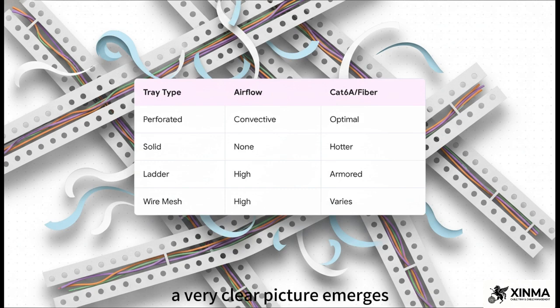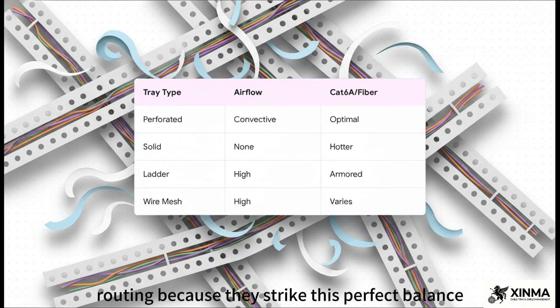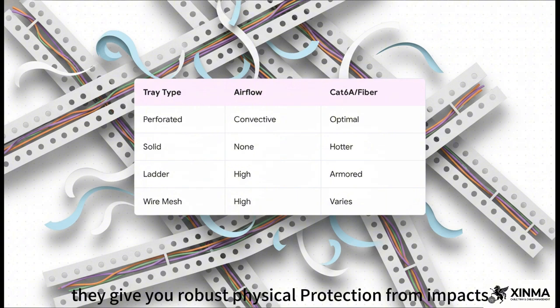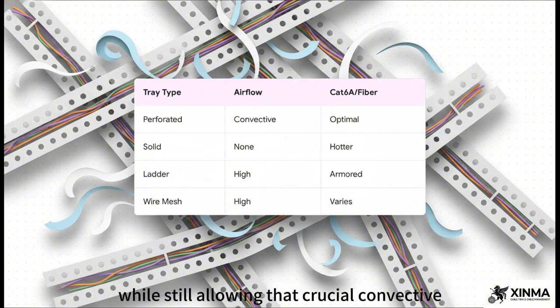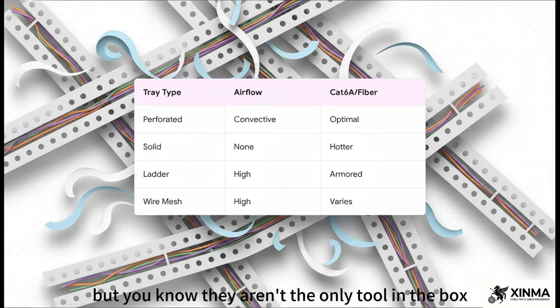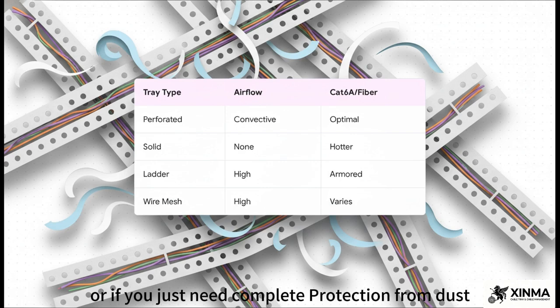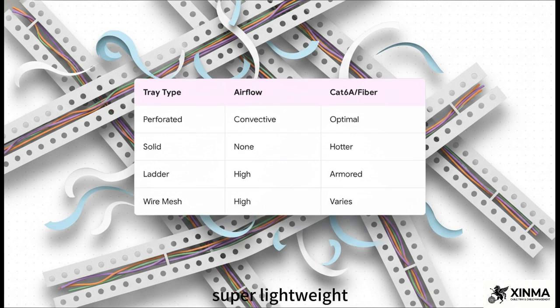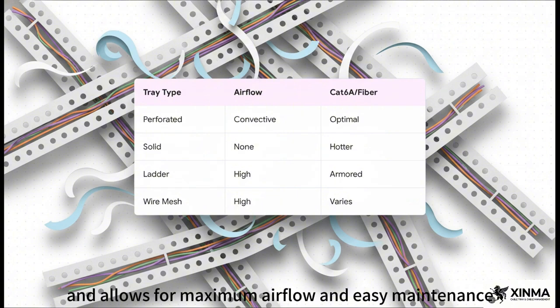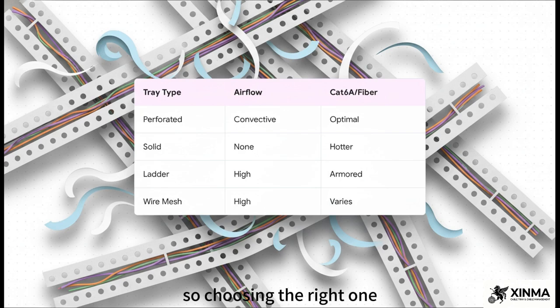And when you lay it all out, a very clear picture emerges. Perforated trays totally dominate data routing because they strike this perfect balance. They give you robust physical protection from impacts while still allowing that crucial convective airflow we just talked about. But they aren't the only tool in the box. Solid trays lack airflow entirely, sure, but they win big when your specific application scenario demands maximum EMI shielding to block outside signal noise, or if you just need complete protection from dust and moisture. Wire mesh is super lightweight, incredibly fast to install, and allows for maximum airflow and easy maintenance, but yeah, it offers minimal physical armor. So choosing the right one really just comes down to matching your specific application scenario against these precise engineering criteria.